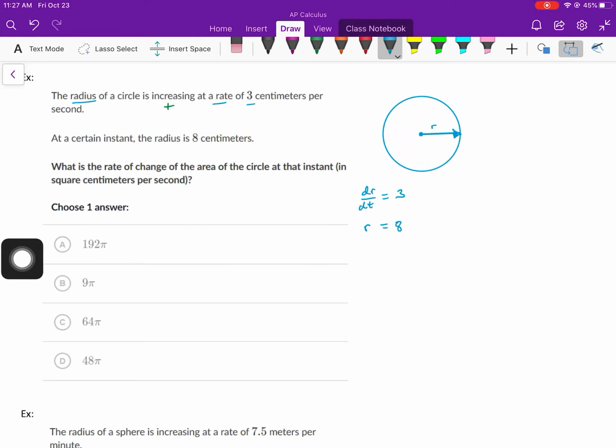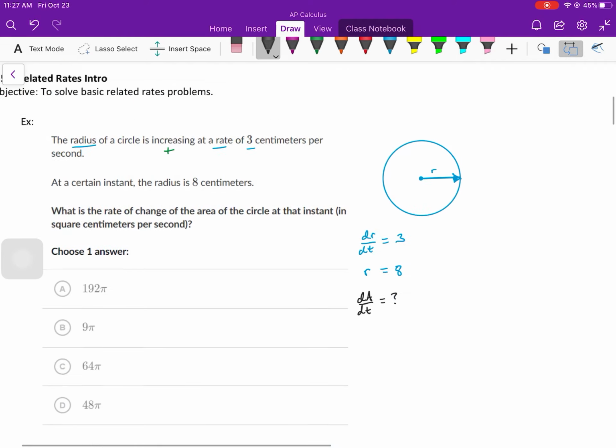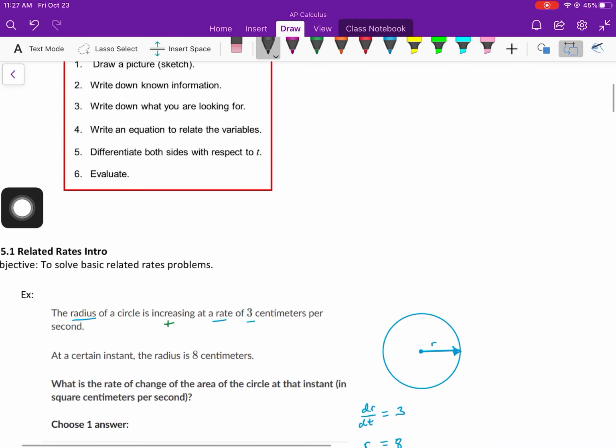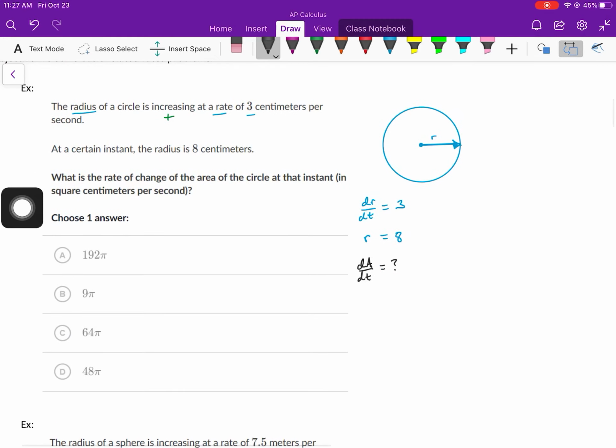Now, they could ask for the circumference. They could ask for the area of the circle. So for the area of the circle, we're going to try to find dA/dt. What's the change in the area? That's what we're looking for, right? We want to establish what we're looking for. So here's what we're given. Here's what we're looking for. Drew the picture. We're going right through this.